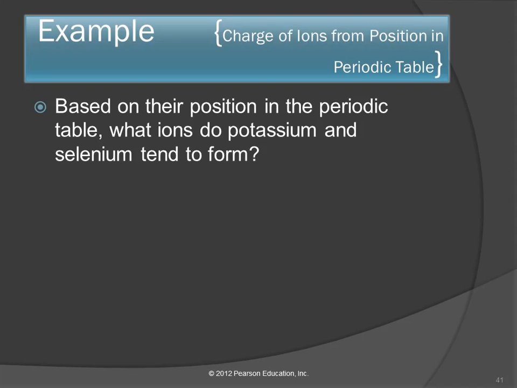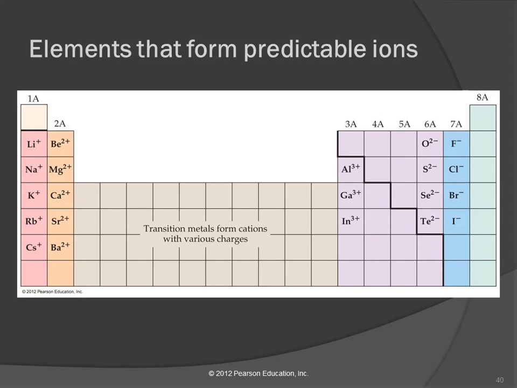Based on the position in the periodic table, what ions do potassium and selenium tend to form? You know what? I need to go back here and point out a couple other things. The group 1A metals form +1 ions. The group 2A form 2+ ions. The group 3A form 3+ ions. Do you see a pattern there? Metals in the main group tend to form ions with the same charge as their group number.